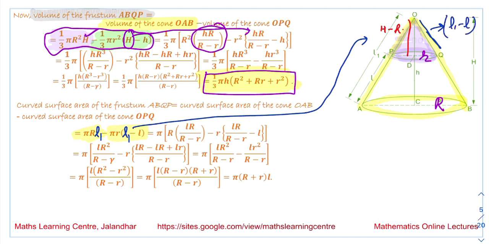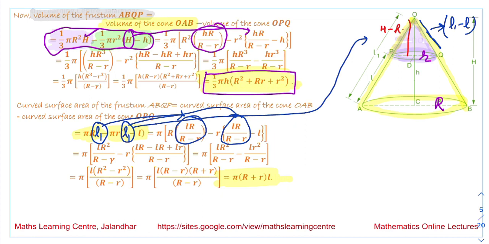So on subtracting these two values and substituting the values of L1, the value of L1 we have already calculated from the previous slide, we have substituted the value of L1 over here, and on solving this we will obtain the formula that the curved surface area of this cone is equal to pi times capital R plus small r into L.